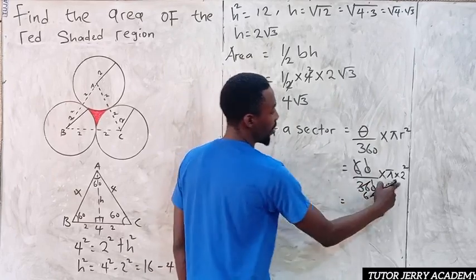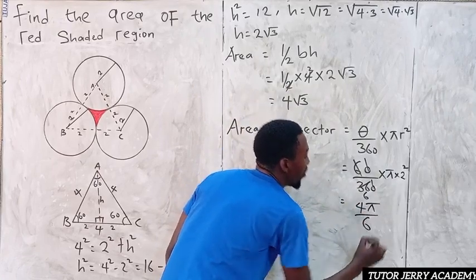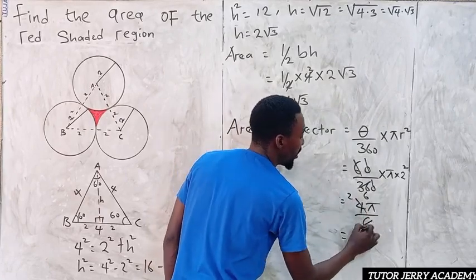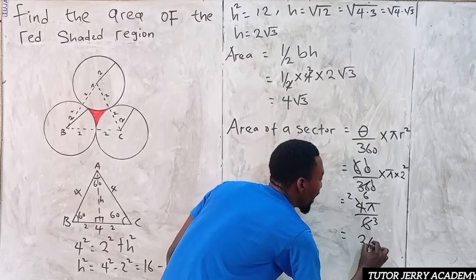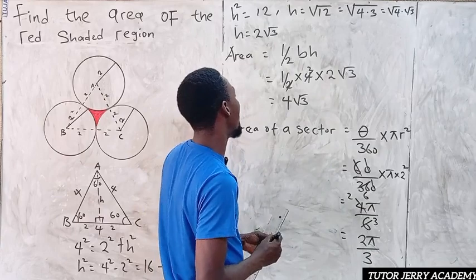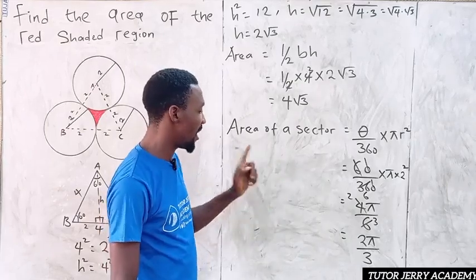Right. So here we are going to have 4 pi all over 6. Again, we can reduce this by 2. 2 here is 1, 2 here is 3. So we are going to have 2 pi all over 3. All right. So this is the area of a sector. So this is just the area of a sector.